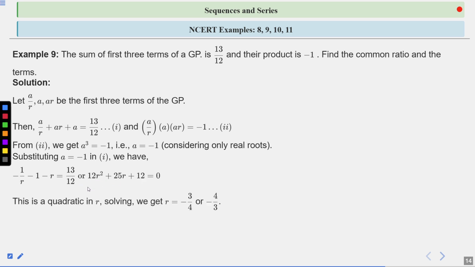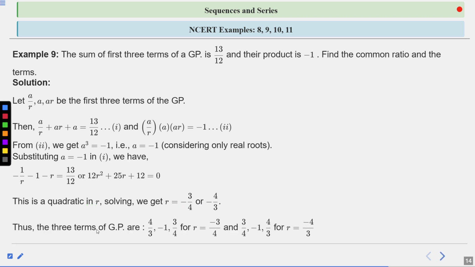This is your quadratic equation in terms of R. You can easily solve it using the quadratic formula. You will get 2 values for R. One is -3 by 4, another one is -4 by 3. Simple. Thus, the 3 terms of your GP, when R is -3 by 4, are 4 by 3, -1, 3 by 4. If you consider R as -4 by 3, then your first 3 terms are 3 by 4, -1, 4 by 3.